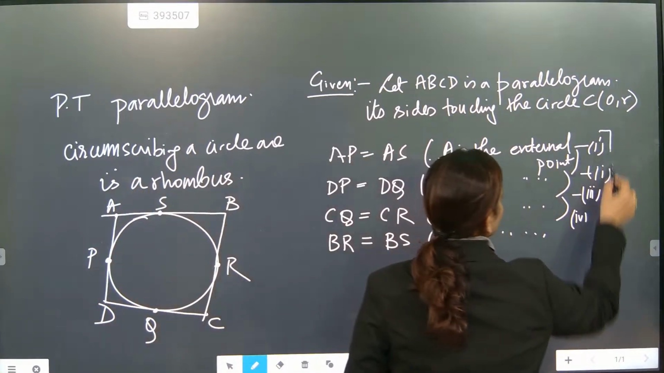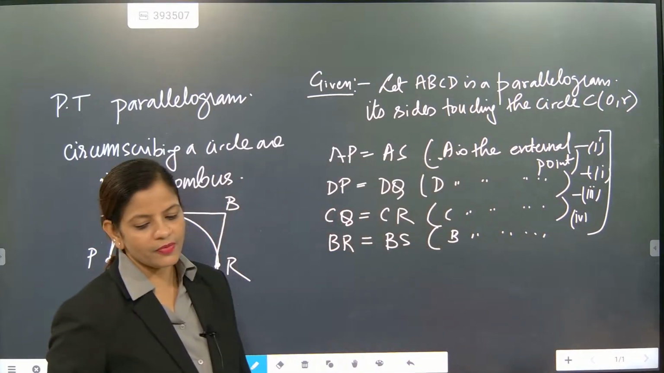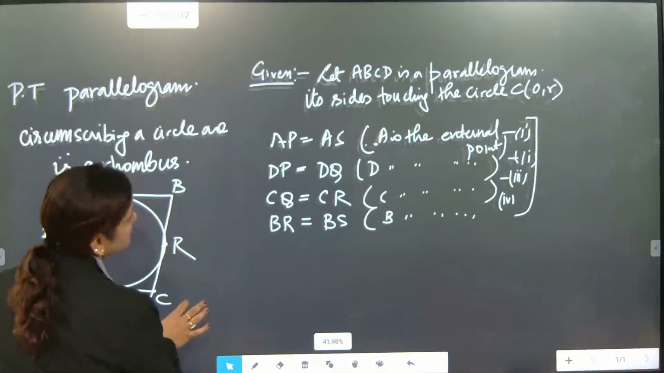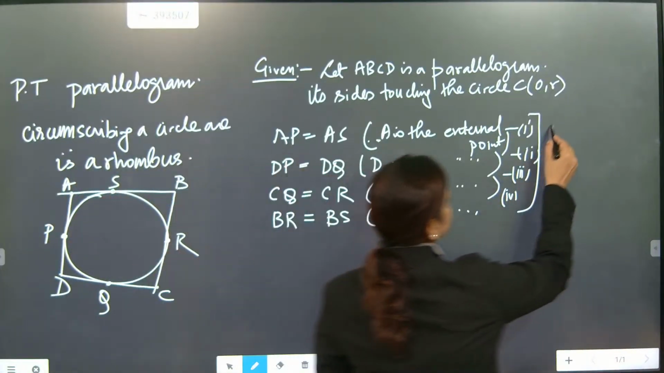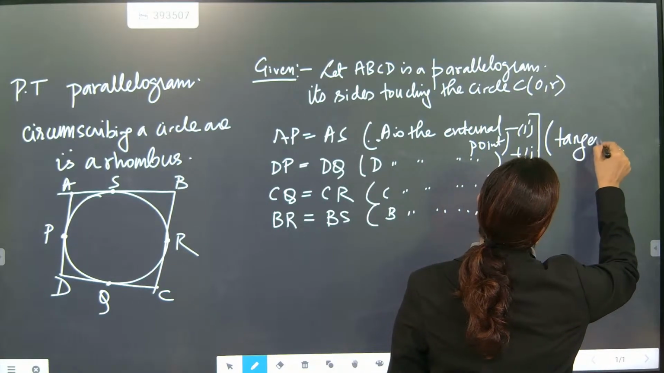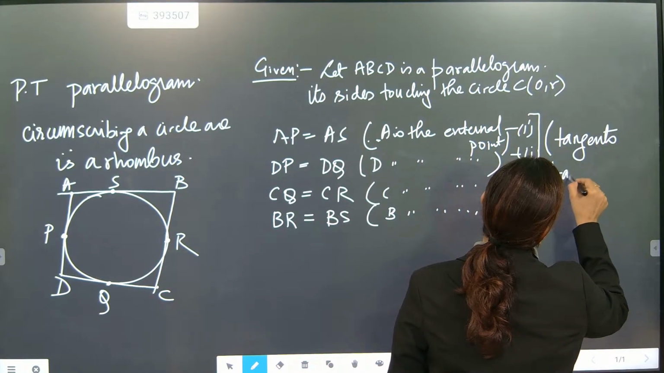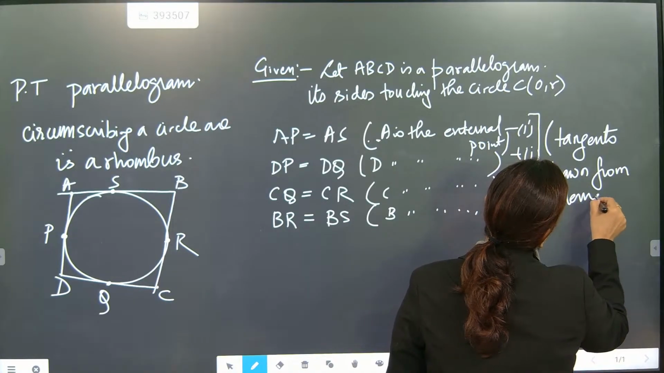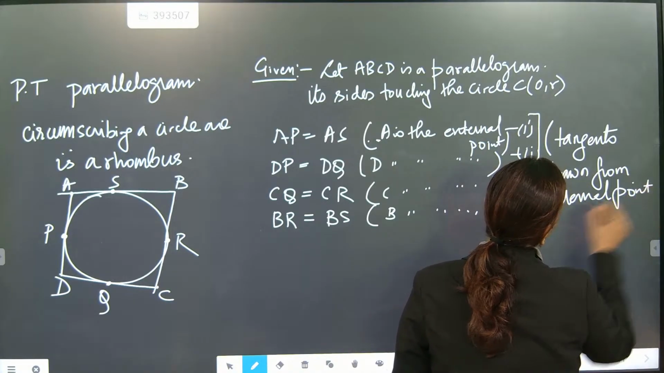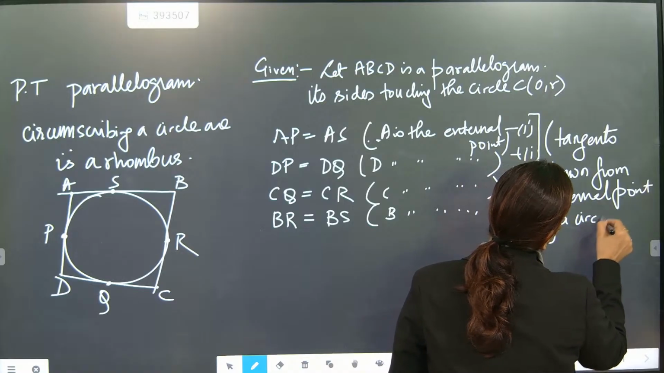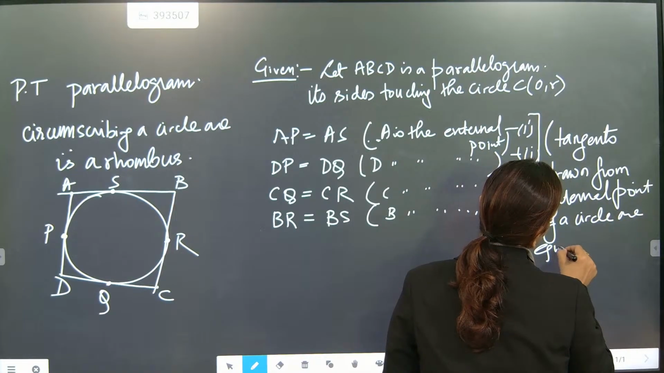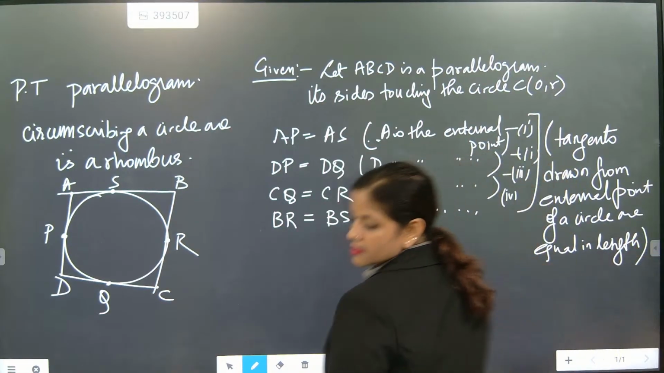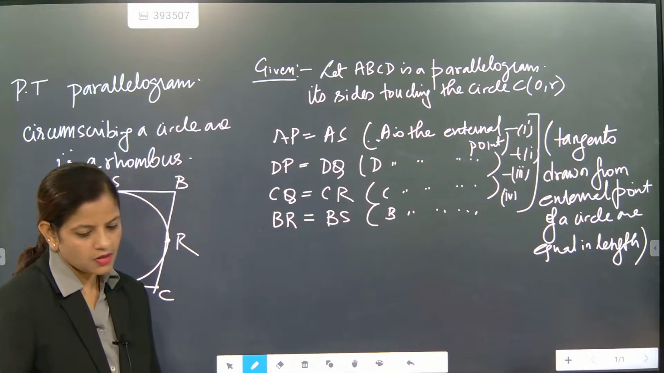Next. So now what we are going to write: tangents drawn from an external point of a circle are of equal length. AB plus BC is equal to AD plus BC.